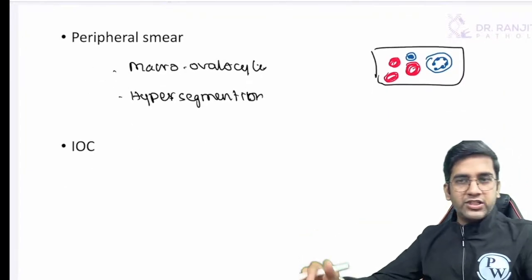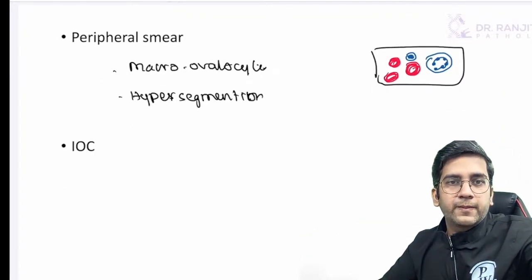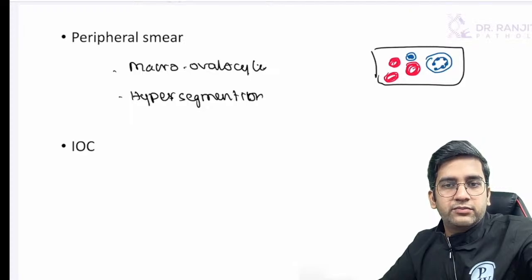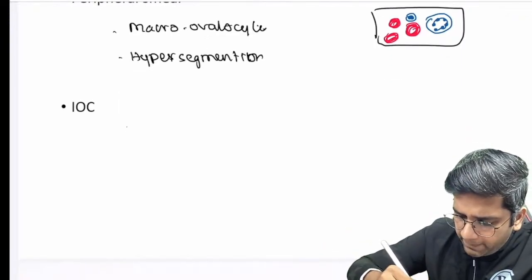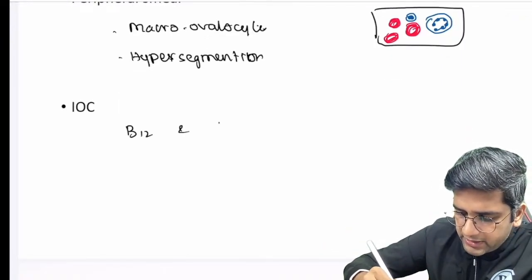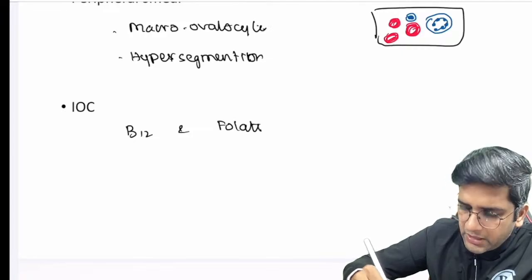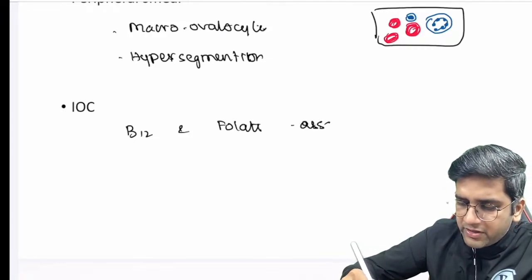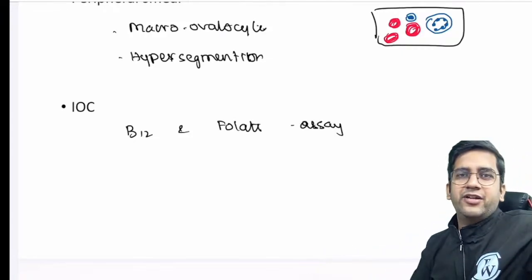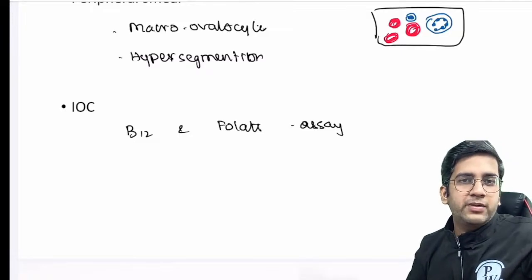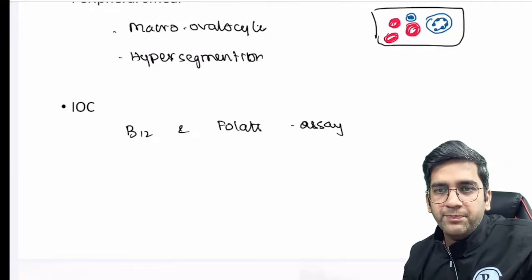Investigation of choice. How do you investigate? Simple. Do a B12 and a folate assay. The final thing is obviously going to be with the help of the B12 folate assay. If it's reduced, it's reduced. I cannot contemplate that. Obviously, I'm going to replace them. Fine.